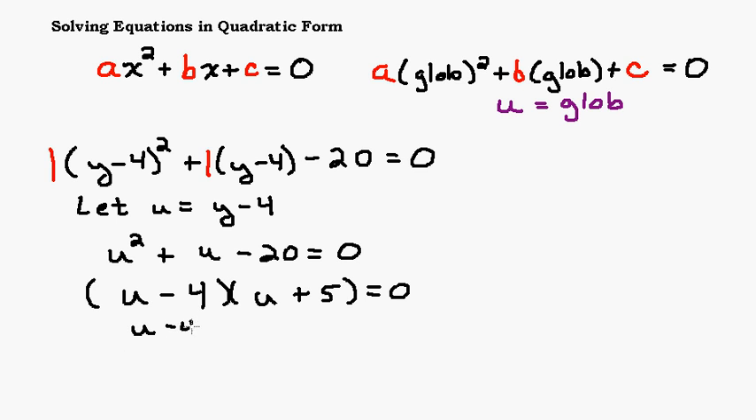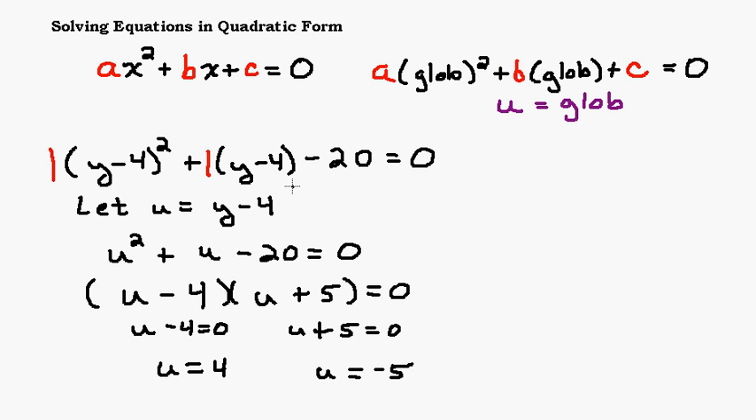So u minus 4 equals 0, which means u could be 4. Or, why am I doing that? I want to make a u. Or u plus 5 equals 0, which means u is negative 5. All right, well, that's great. Now we know what u is, but we want to know what y is. Remember, in the original equation, we have y's. It's nice to know what u is, but we're not done.